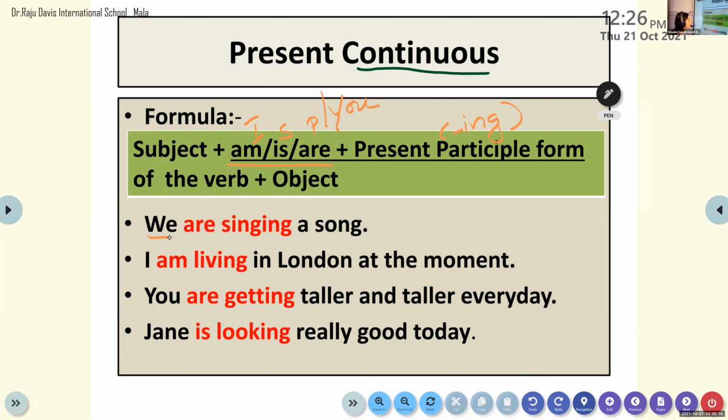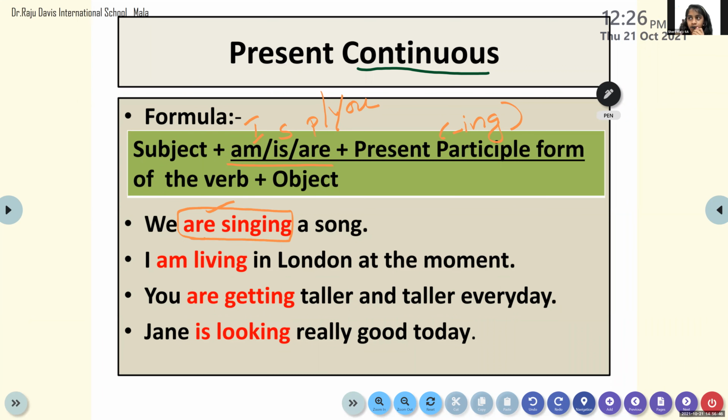Subject plus are, because the subject is actually plural. So I have to prefer a plural verb. So are is the plural form of the auxiliary verb be. Then to show the continuity in my action, since it is present continuous, I have to use a continuous form of the verb. So are plus continuous plus object, a song, is used here. So which is the finite verb, children, here? Are singing. Are singing is the finite verb.